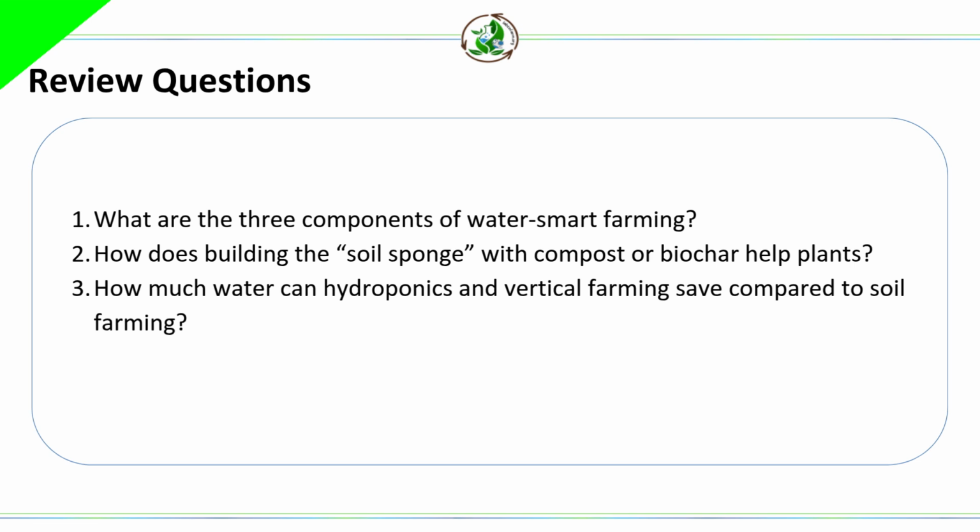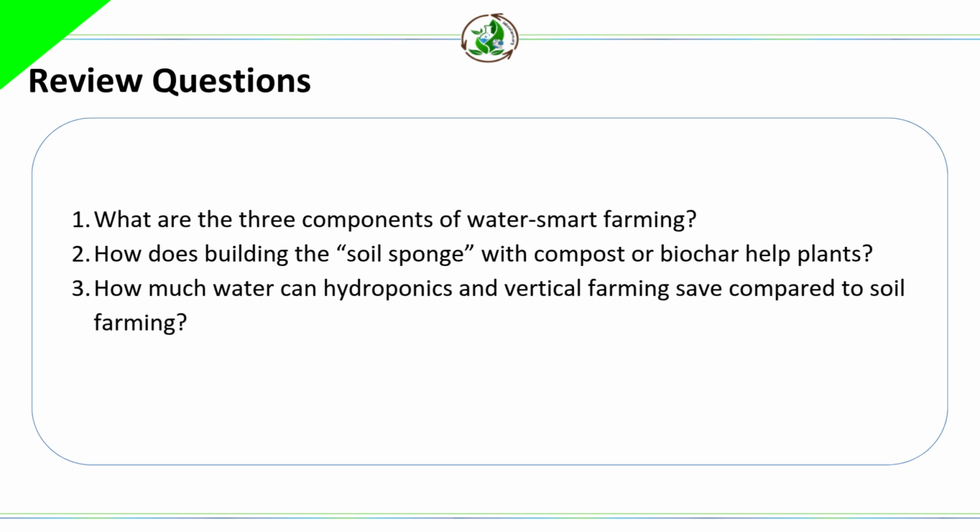Now let's do a quick review of what we've learned. I'll read the questions, and we can discuss them together. 1. What are the 3 components of water smart farming? Think about the levers we've discussed. Building soil health, matching crops to conditions, and using closed-loop systems.